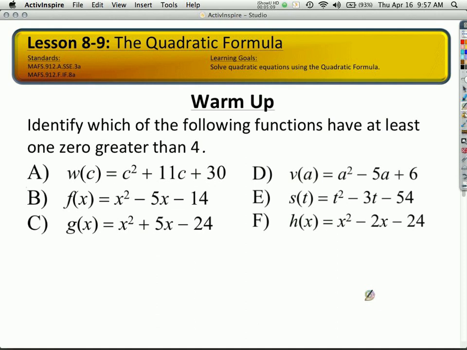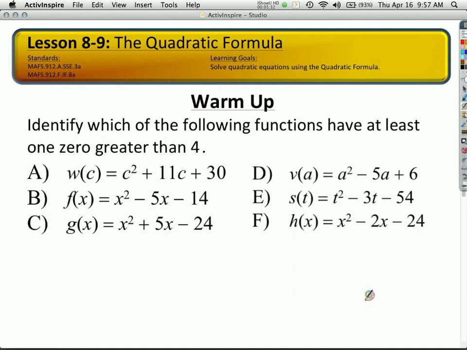Very good job warming up for today. Let's see how we did as far as success. So equity bars are in effect. Let's see how we did. Which of the following have at least one zero greater than 4? I've got student number 4, student number 20, student number 15, student number 7, and student number 10.